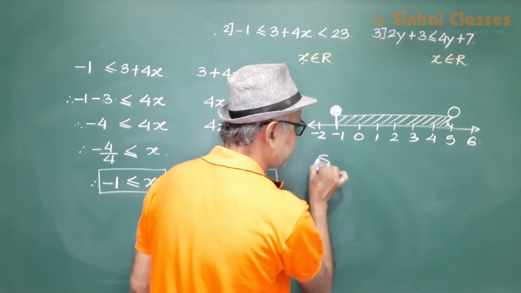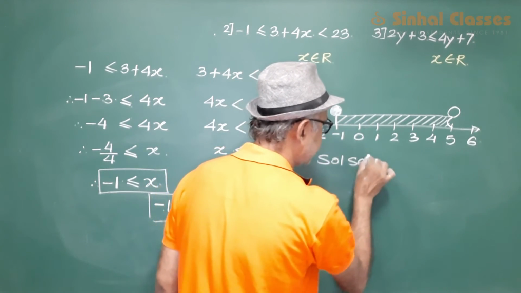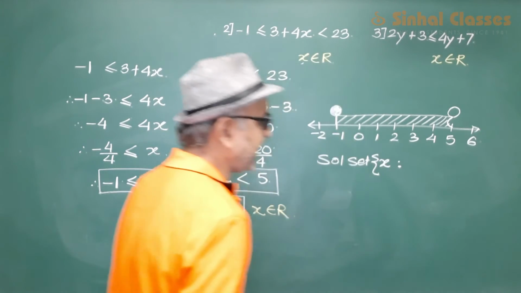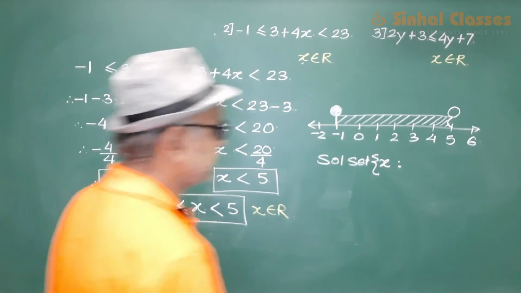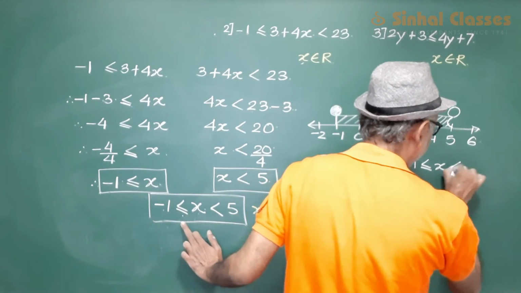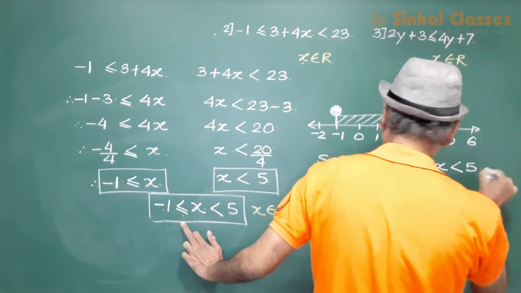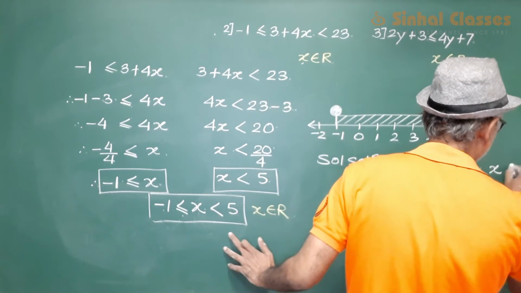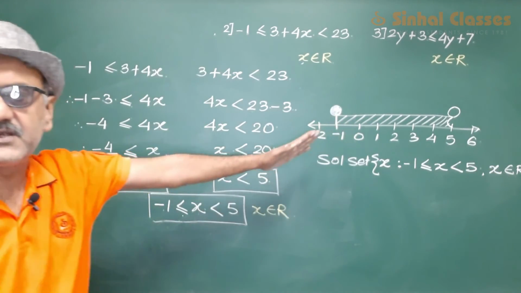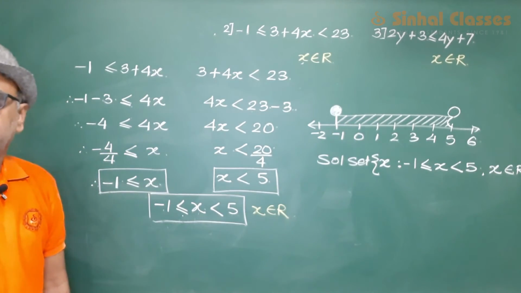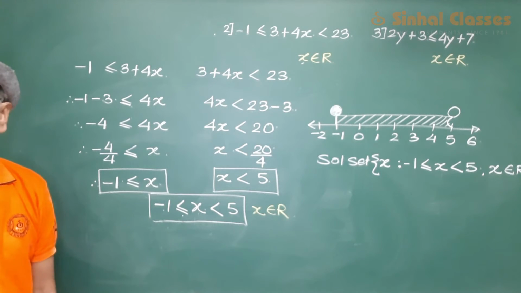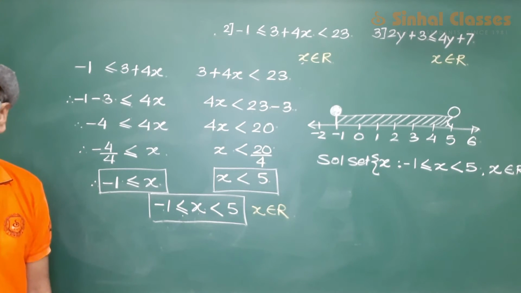And then you write the solution set. The solution set is a set of x such that x is greater than or equal to -1, lesser than 5, x belongs to real numbers. Guys, this is your sum. This is the solution for the given inequation when it is a real number.